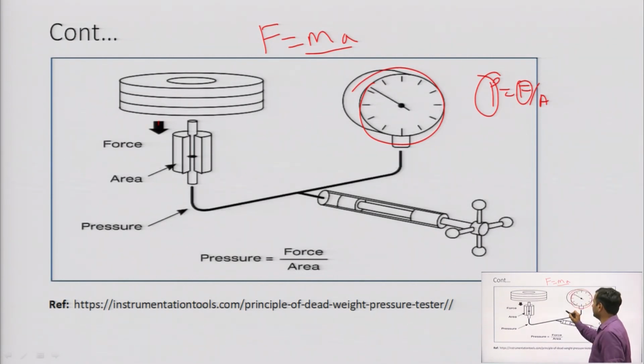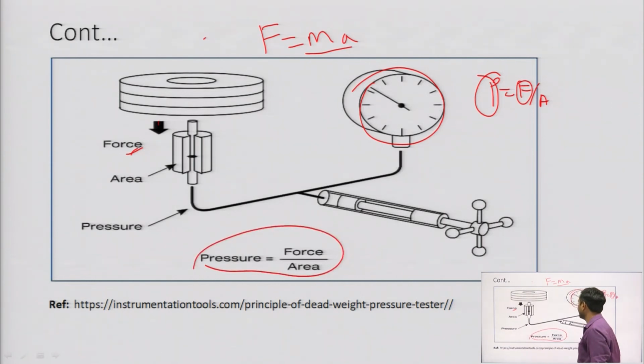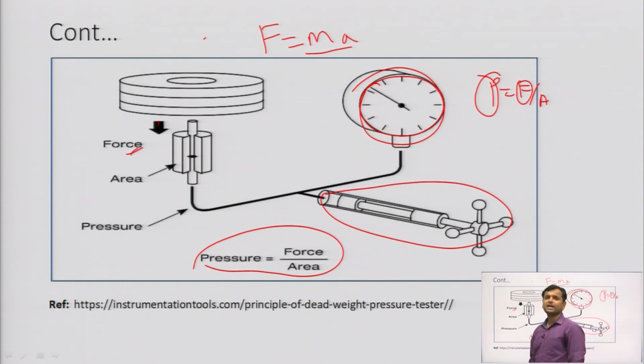So, here you can see that by the application of mass, the force has been caused, and because of this force we are getting the pressure, which is equal to F by A. That pressure causes some displacement, and that displacement can be measured on the output side or on our pointer. And you can see that we can test the appropriate devices with the help of the dead weight tester. So, this is the basic diagram for the dead weight tester.